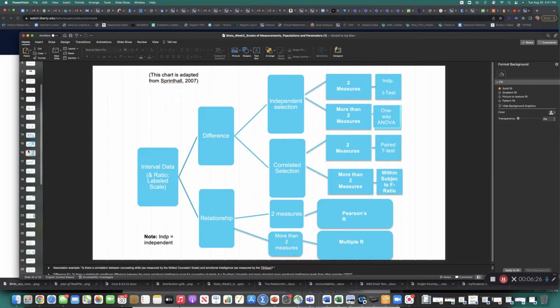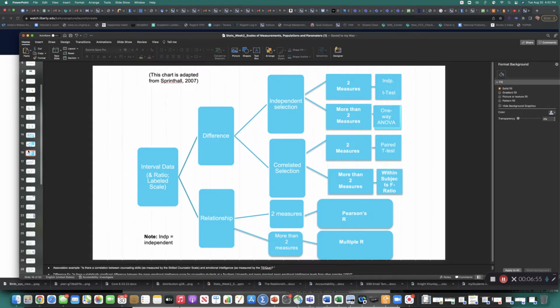If we have more than 2 measures between treatment and control, we want to see how they differed on empathy, emotional intelligence, and other variables, then that would lead us to the one-way ANOVA. If we have a correlated selection and we're looking at pre to post test and we have more than 2 items, like we have, let's say, empathy, self-compassion, emotional intelligence, in this case, we would use a within subjects F ratio.